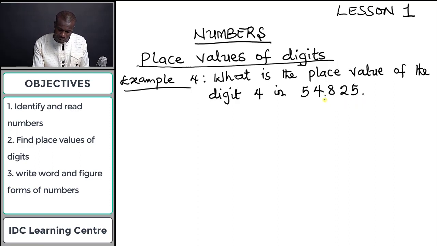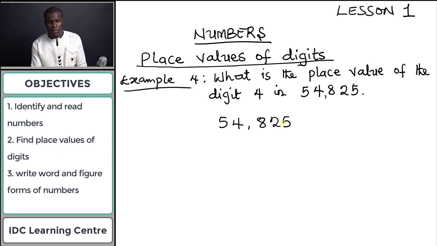Okay, so let's put a comma here. Let's write this down. We have 54,825. What you should do to make this very, very easy for you is just look at the digit they are talking about. Right now, we are interested in 4. Okay, so you bring down 4, and every other number that follows 4, assume it to be 0.